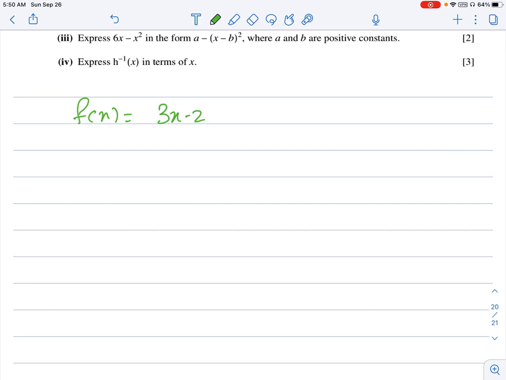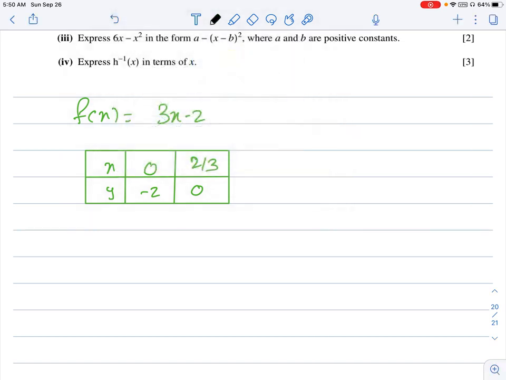So first of all, for f of x, I quickly draw a table having the values. X, y: if x is 0, y is minus 2. If y is 0, x is 2 upon 3. These are the values of x and y for f of x.